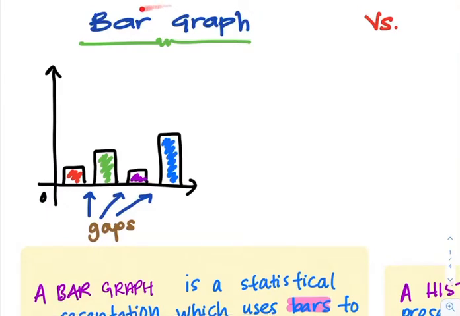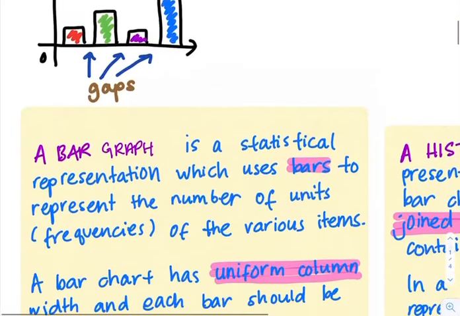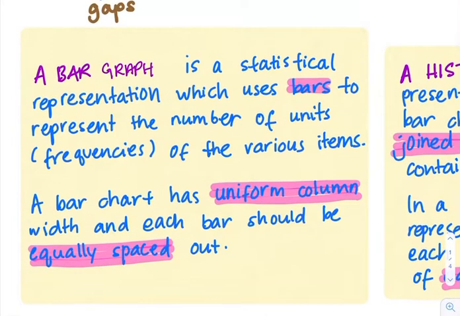This is how a bar graph looks like. A bar graph is a statistical representation which uses bars to represent the number of units, frequencies of the various items. A bar chart has a uniform column width and each bar should be equally spaced out.